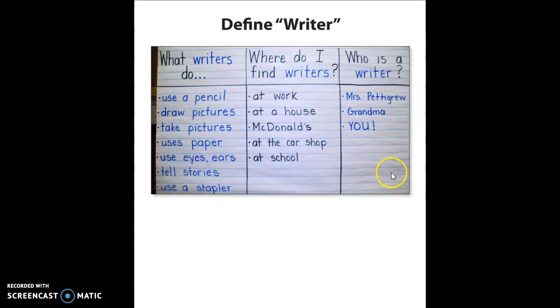Your assignment for today is to talk about what writers do, where you can find writers, and who is a writer. You can make a chart like this, and you can either write down or you can illustrate what writers do, where you might find them, and who is a writer. That is your assignment for writing workshop today.